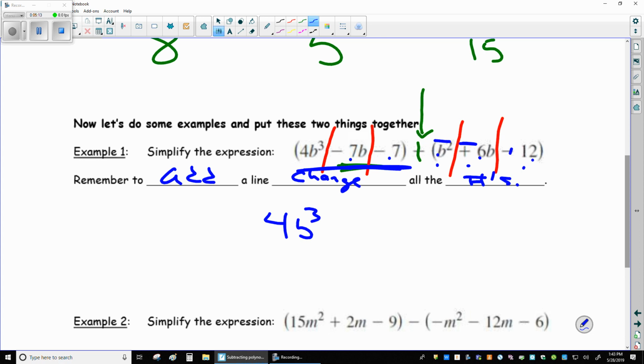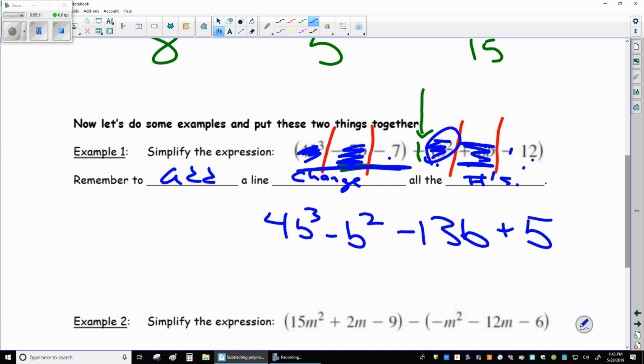4b to the third. This new negative b squared. Now I have a negative 7 and a negative 6b. It's negative 13 b's. And last but not least, I have a negative 7 and a positive 12 plus 5. Okay? And that's it.